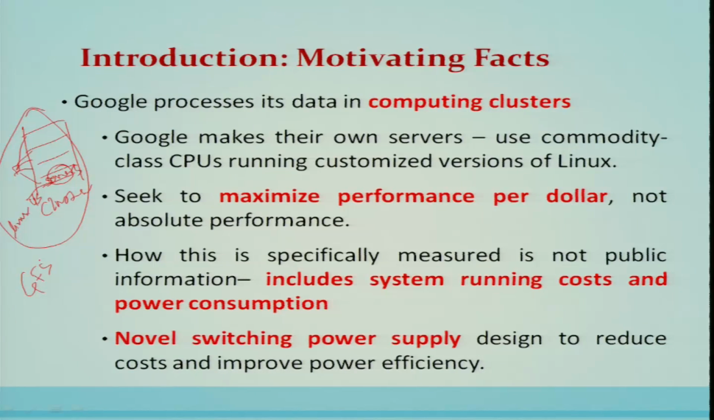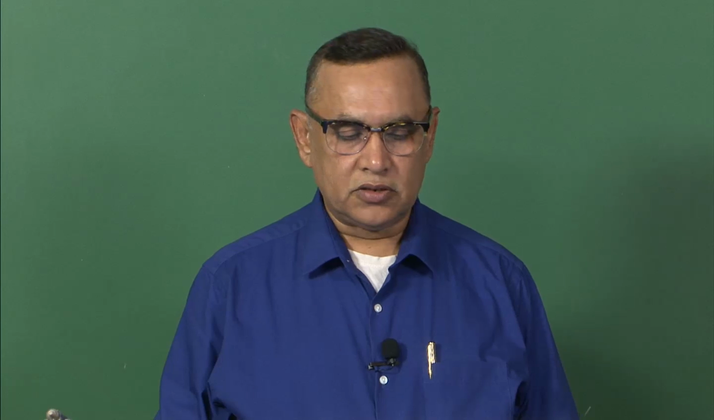This will seek to maximize performance, and how this is specifically measured is not public information. Novel switching, power supply, all these are generic infrastructure problems that are solved if commodity hardware is used instead of big machines like supercomputers. That is the philosophy of Google. So, GFS utilizes these commodity hardwares and does not require a very big infrastructure to support it.